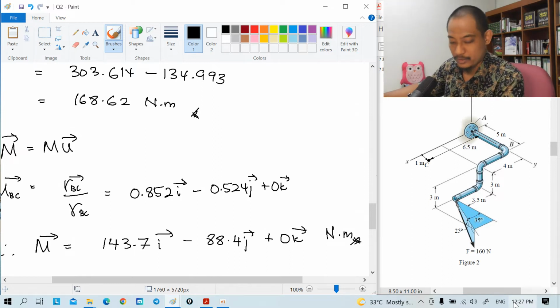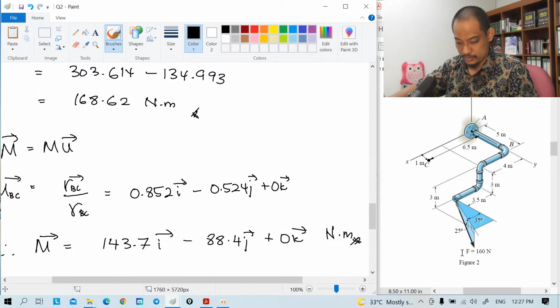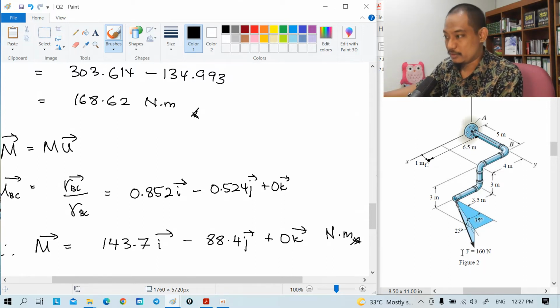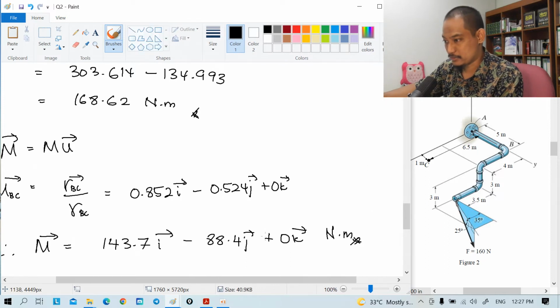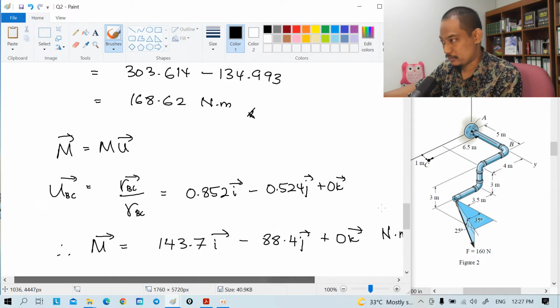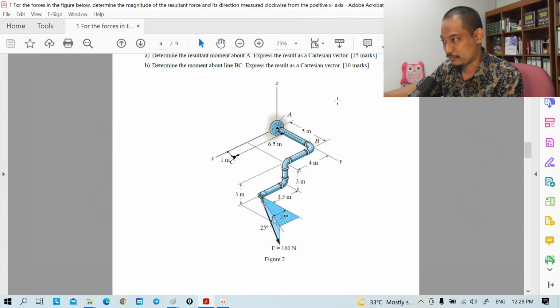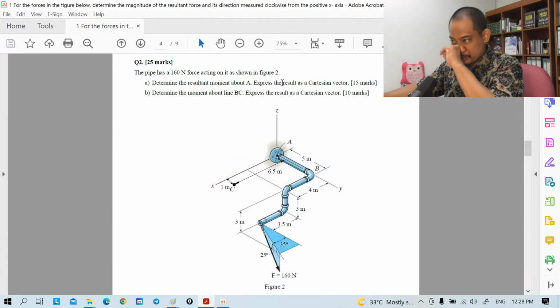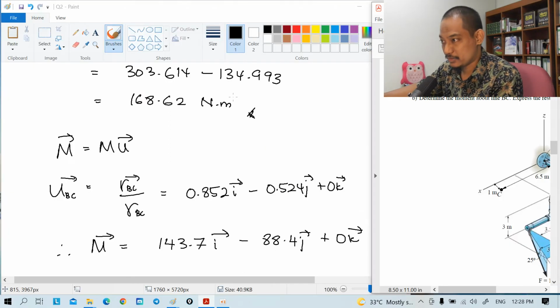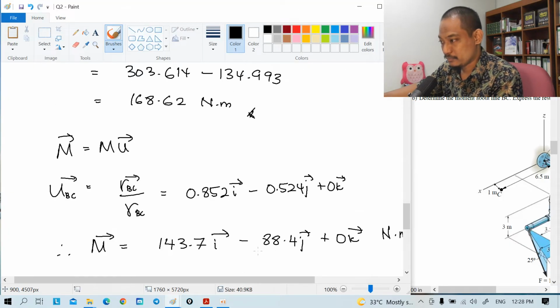Alright, so we did this from 12 to 12:30. So we have another 3 minutes time left if you want to check anything. Yeah, so that's the answer there. Again, just double check. We have the question asking for moment about point A at a moment about line BC. So that's the answer. Right, so we have 2 minutes before 12:30.